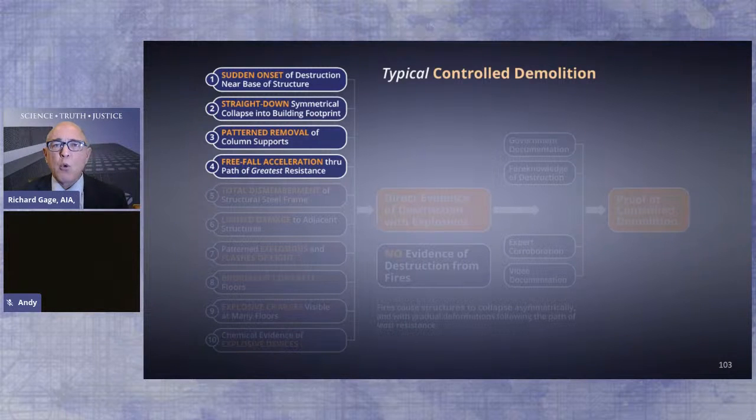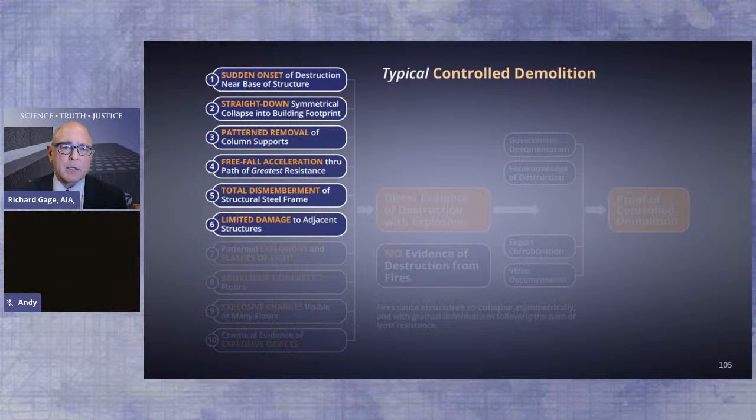That's free fall, no resistance, through the path of what was supposed to be the greatest resistance, the thousands of tons of structure that's in the way. And this results, of course, also in feature number 5, the total dismemberment of the steel structure, broken up, ready for loading and shipment, a very efficient process in the controlled demolition industry. There's limited damage to adjacent structures, of course, that's at least the goal there, and patterned explosions that are heard by witnesses, flashes of light seen by them.